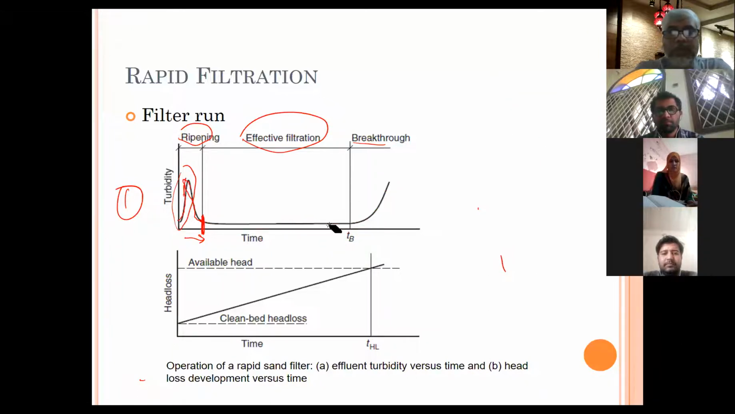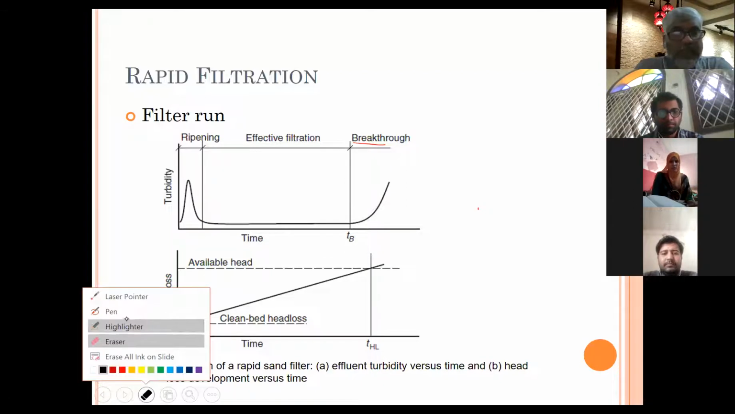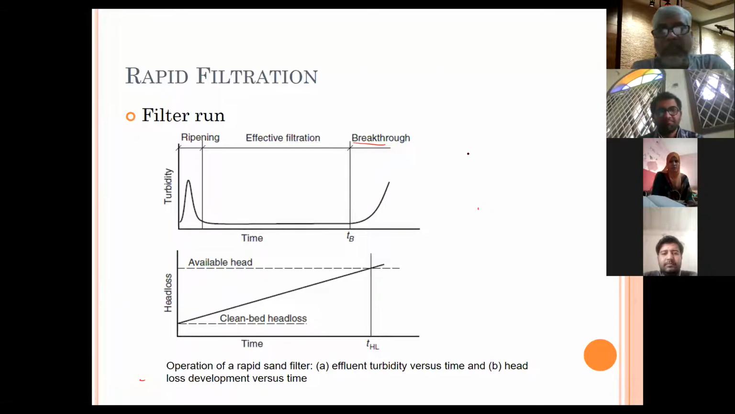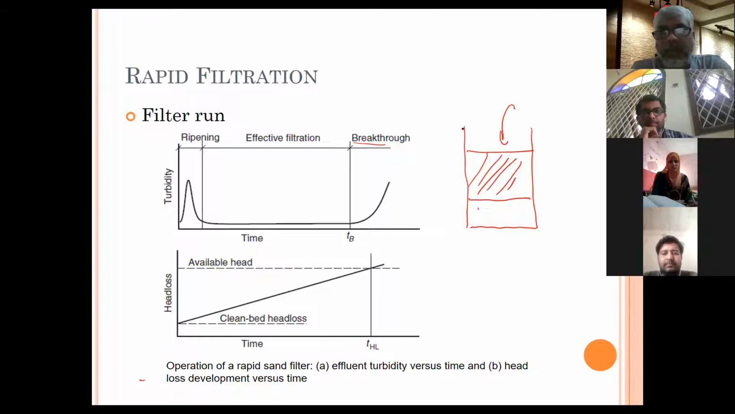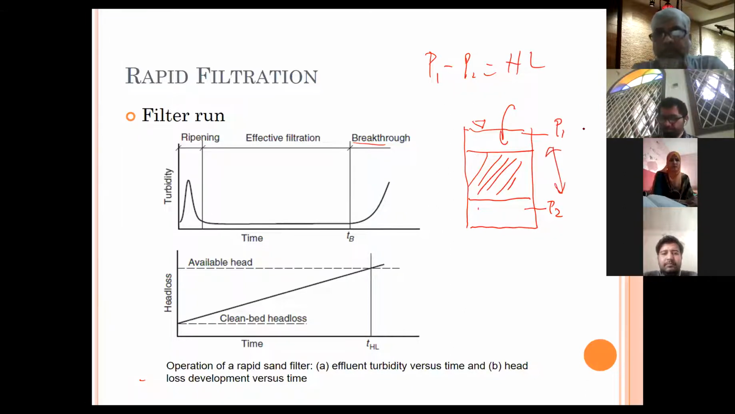Another method of operation, or another strategy to operate, is to see the available head, or what is the head loss. When we have a filter filled with media, this is media, and you apply water on it. This is water, and if you see the pressure here and the pressure here, the difference in pressure is what we call head loss.